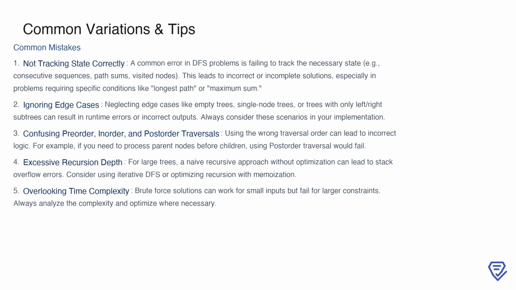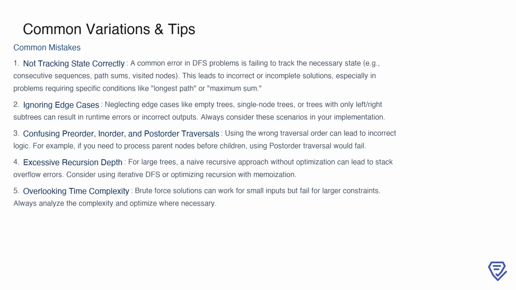When tackling problems like finding the longest consecutive sequence in a binary tree, there are several common mistakes to watch out for. First, failing to track state correctly during a depth-first search can lead to solutions that miss critical conditions, such as maintaining a valid consecutive sequence or ensuring nodes are processed properly. Additionally, always account for edge cases like an empty tree, a single-node tree, or trees that are heavily skewed to one side. These scenarios can easily cause runtime errors if overlooked.